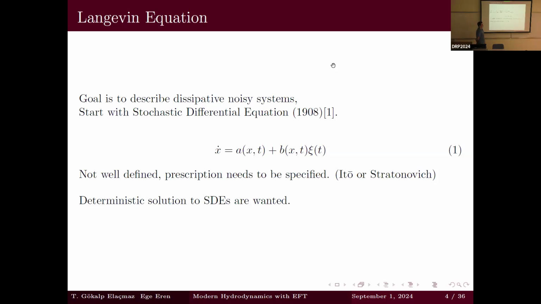So we start with the Langevin equation, which is really helpful in describing noisy, stochastic systems. And we do this by introducing this equation where this psi is just a Gaussian noise, let's say. But the problem with this equation is it is not exact. The formalisms of Ito and Stratonovich are different, and they really give different results when you try to apply them. So we need to have a deterministic solution without the need of subscribing to a prescription.